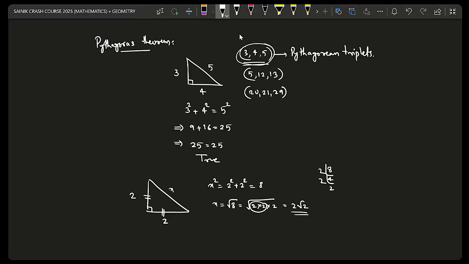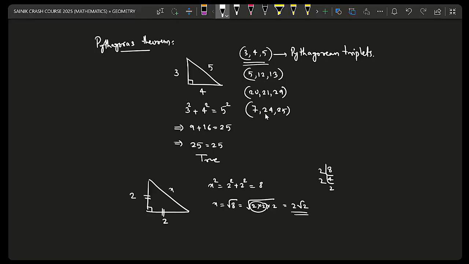Sir, 7, 24, 25. Yes, this one I can accept because 7 square is 49, 24 square is 576, and the sum is 625. But you don't remember the method, Shriyash? Sir, no, sir. Okay, I'll repeat again.